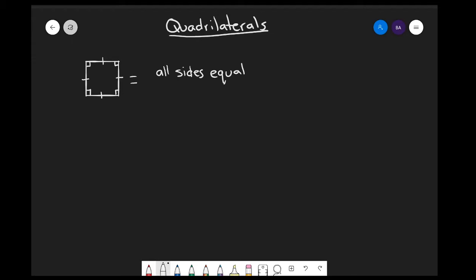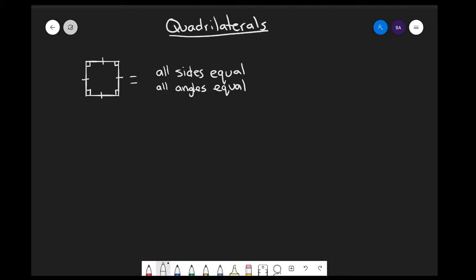So for a square, it has all sides equal and all angles are equal. Now the whole angle thing isn't super important. I just want you to kind of keep in mind what that right angle looks like. Okay, we're going to be getting more into angles hopefully later this year.